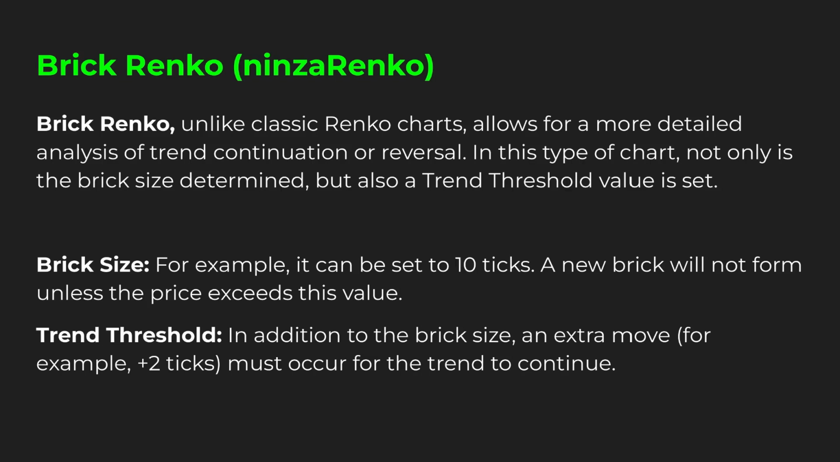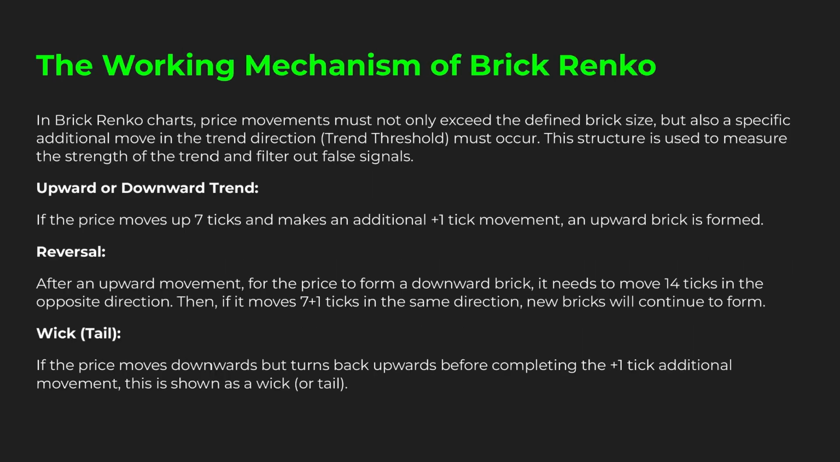The part that differentiates us from classic Renko is the trend threshold. In order for the trend to continue, in addition to the brick size, an extra movement that's been set is required. Let's say we have set this value to 2 ticks. So a new candle can only appear if the price moves another 2 ticks over the previous candle. Now, after we have looked at the working mechanism, we'll understand it better. How does the original Renko that we use work?